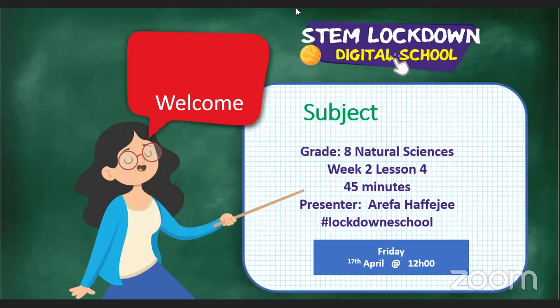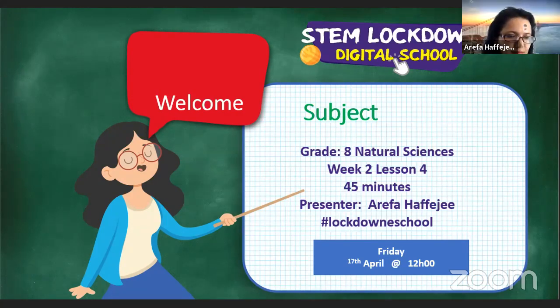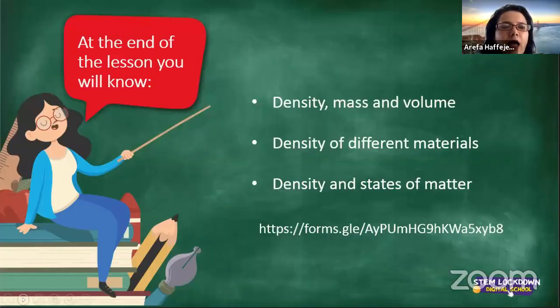45 minutes. We are doing week 2, lesson number 4, natural science. At the end of the lesson, I would like you to know more about density and what density involves, and how mass and volume are related to density. Now, there's also density of different types of materials and also density in its states of matter.